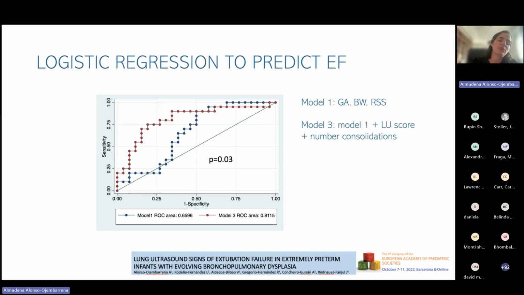So taking these values all together and using a logistic regression analysis to predict extubation failure, if we take into account just the gestational age, birth weight, and the respiratory severity score of the infant, we get an area under the curve which doesn't reach even 0.7. If we increase this model using both lung ultrasound score and the number of consolidations that the patient had before the extubation attempt, we can increase this area under the curve to a value of more than 0.8, which is quite nice.